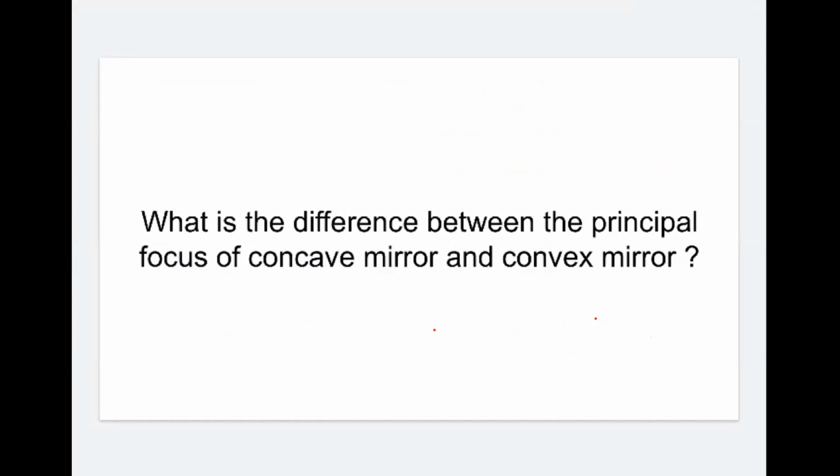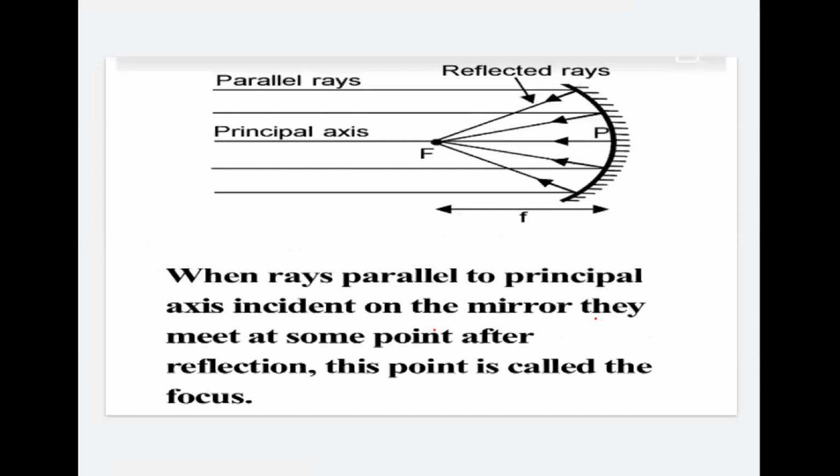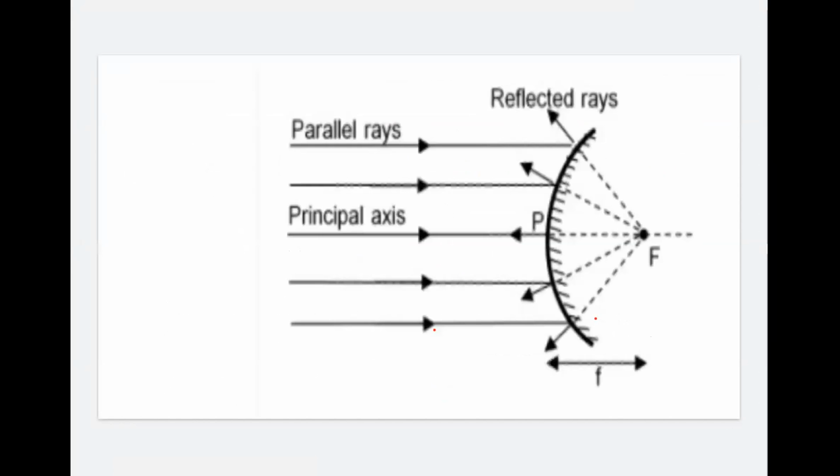One thing might come up: where is the focus of concave mirror and focus of convex mirror? The answer we saw: for a concave mirror, the focus is always to the left of the pole of the mirror, and in terms of convex mirror, the focus is towards the right of the mirror. Focus is the point where these rays are actually meeting or converging.